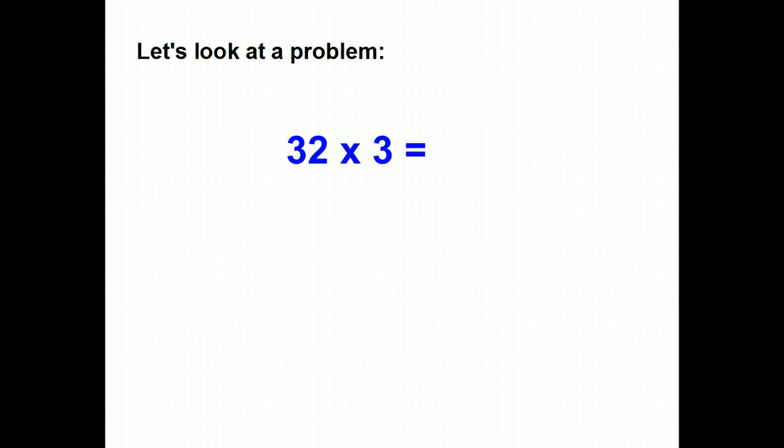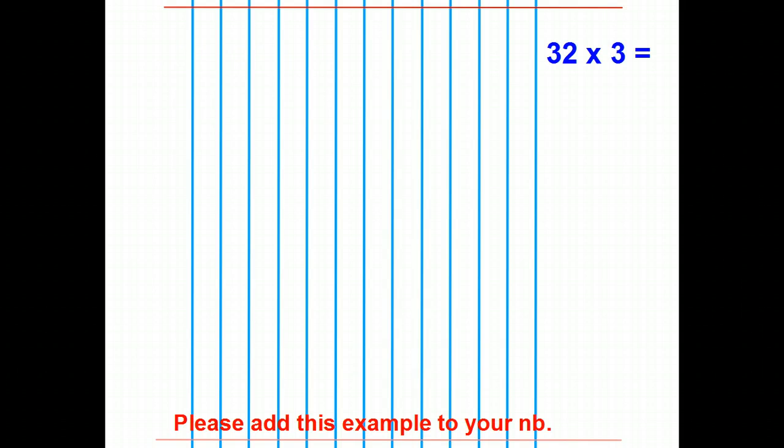So let's take a look at a problem. 32 taken 3 times. I can do 2 times 3, but 32 times 3 across like that, that setup is not going to work for me. So let's look at a way that will.